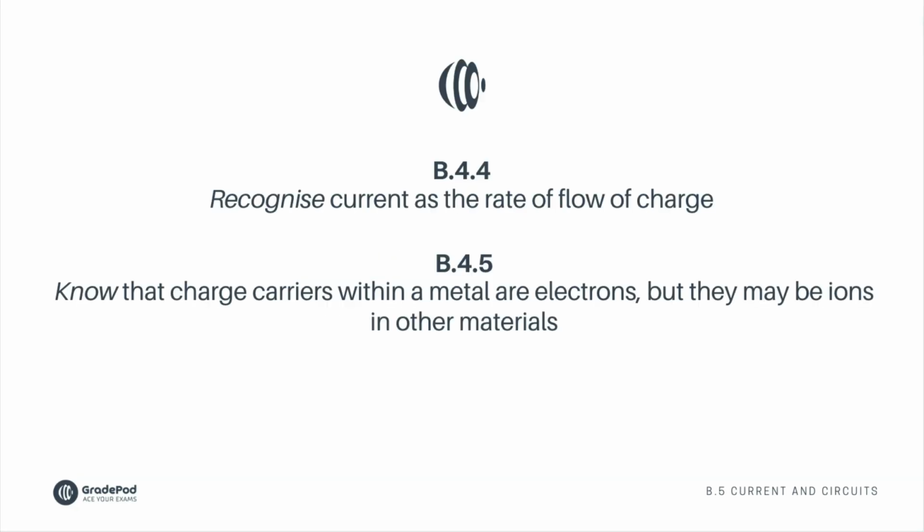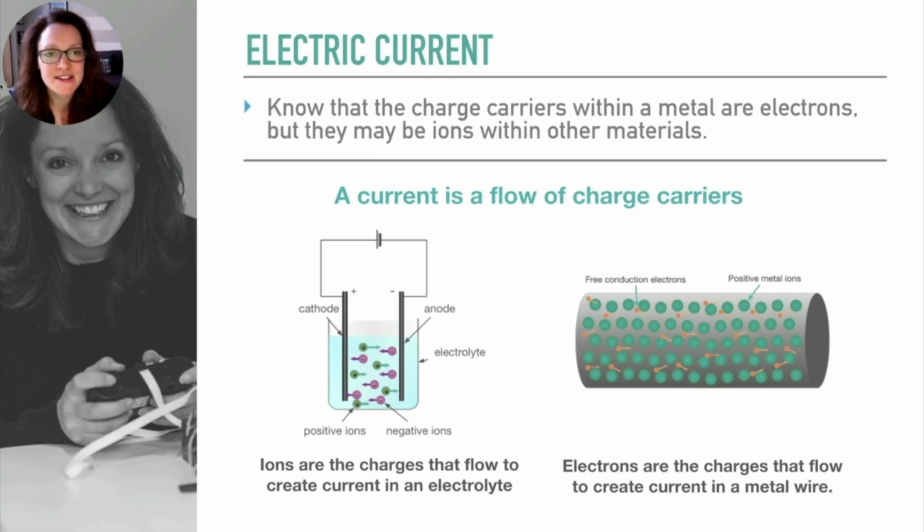So the next learning objective is about electric current, and it's known that the charge carriers within a metal are electrons, but they may be ions within other materials. We think of electric current as electrons flowing around a wire, and we're correct. But electric current is not just about electrons. It's basically a flow of charge carriers. And those charge carriers vary depending on what material you're looking at.